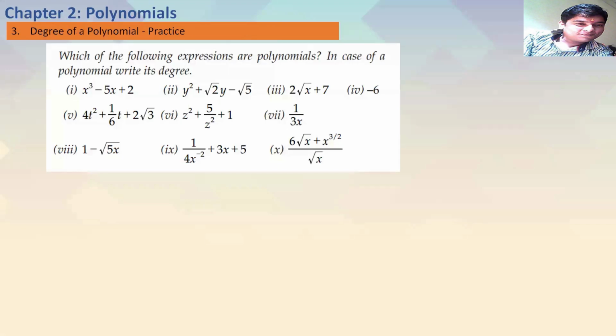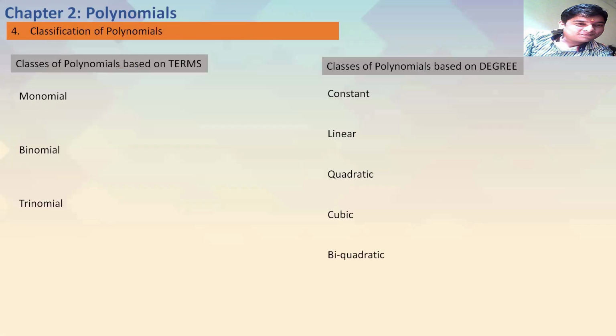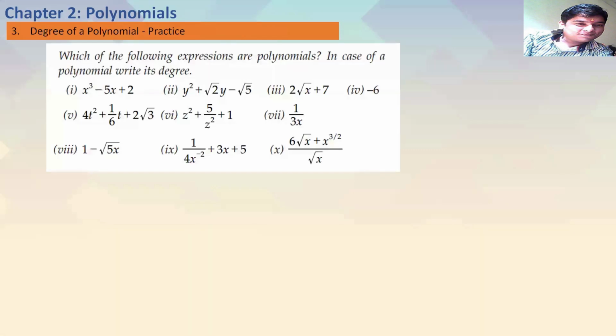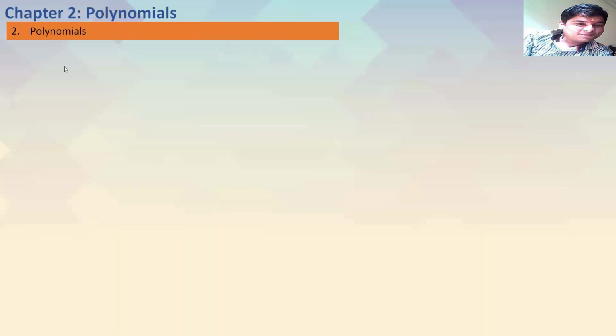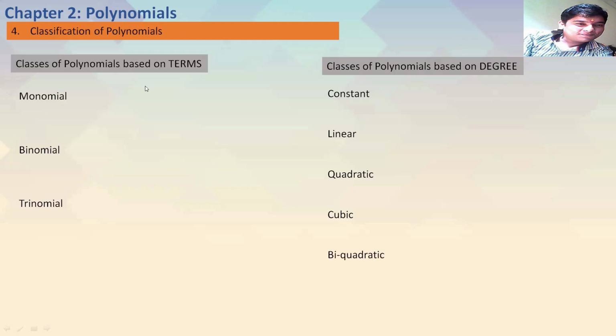We did this in practice. Now, Ankita, you understood the meaning of terms, right? Terms and degrees. Based on terms and degrees, we have a classification of polynomials. Based on terms, we have different names for polynomials, and based on degree, we have different names of the polynomials.